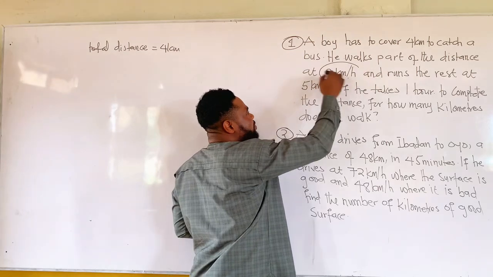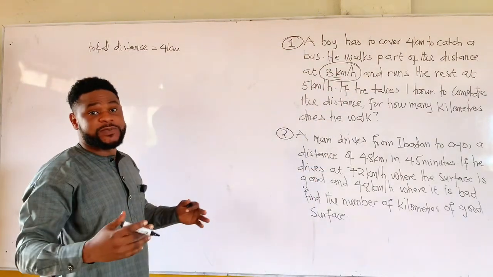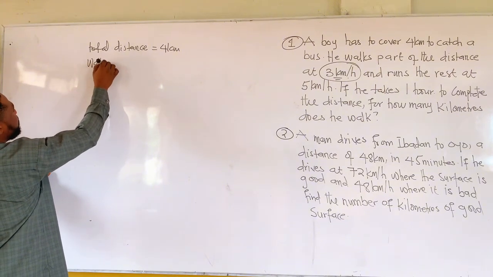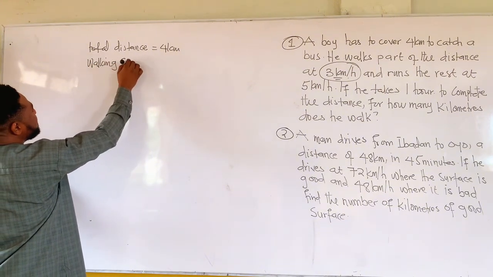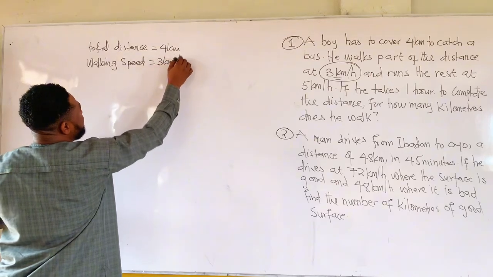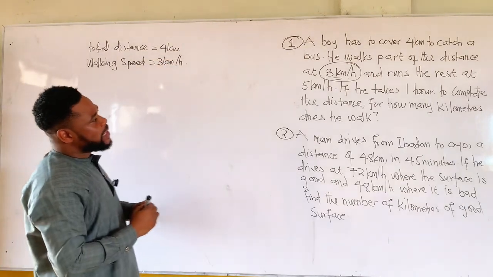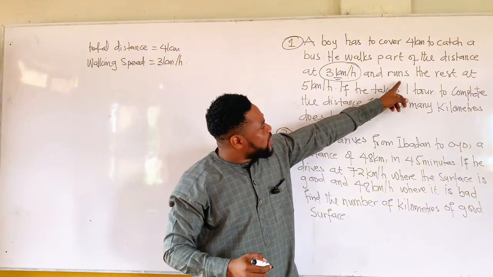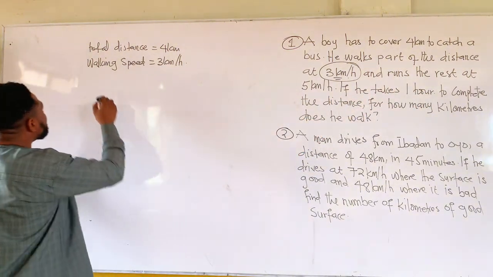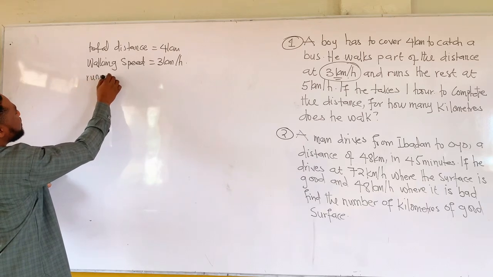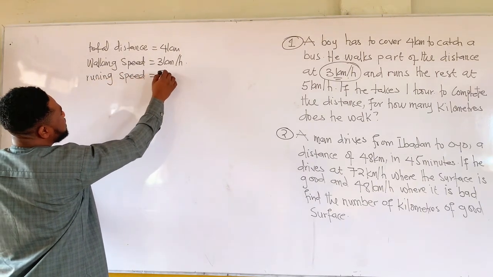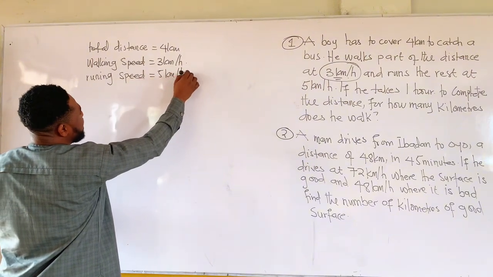Now, 3 kilometers per hour is a unit for measuring speed. So that will be the walking speed. So we have walking speed, which is given to us, which is 3 kilometers per hour. All right. Again, we have been told that he runs the rest at 5 kilometers per hour. So which means running speed is also given to us, at 5 kilometers per hour.